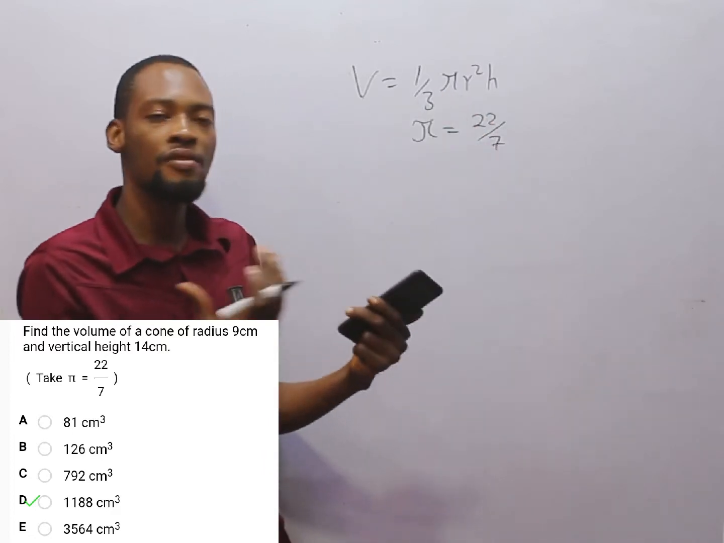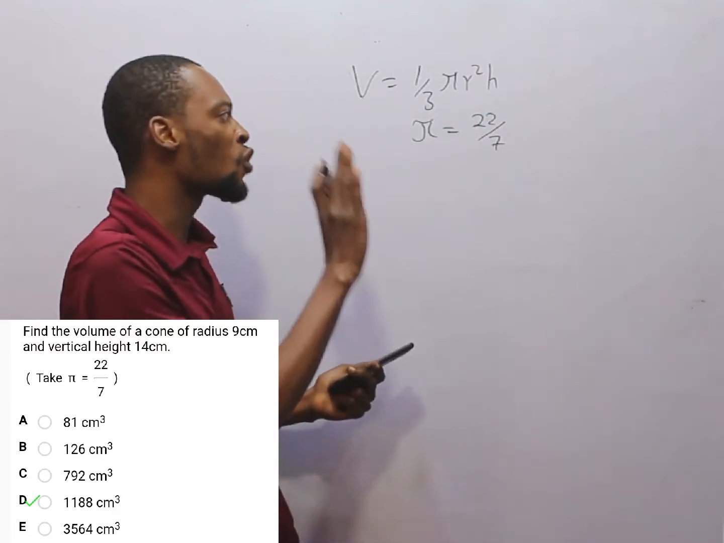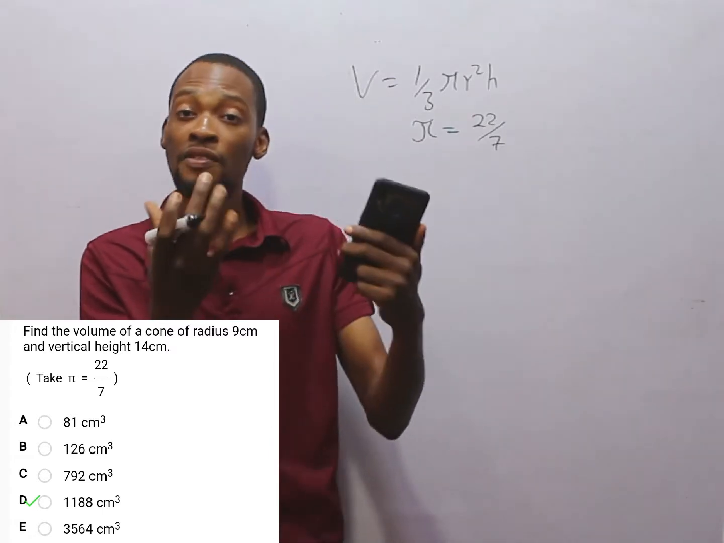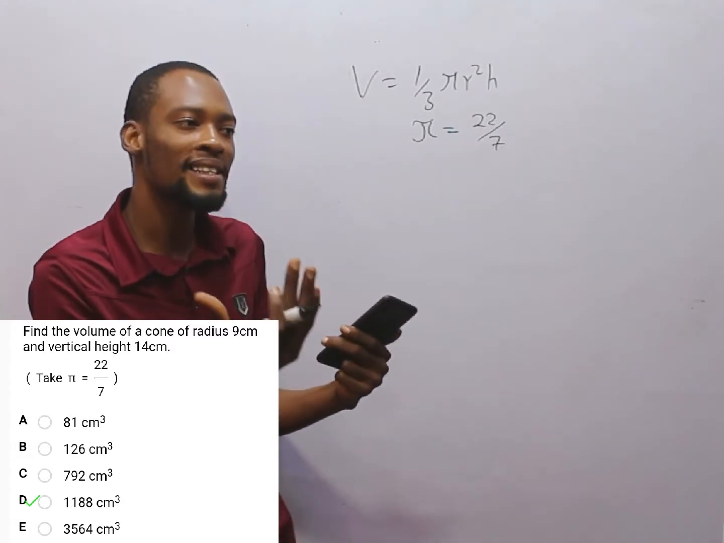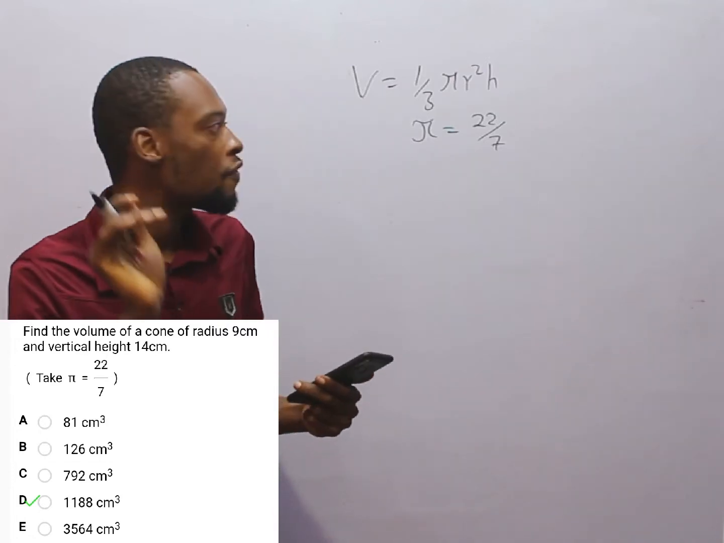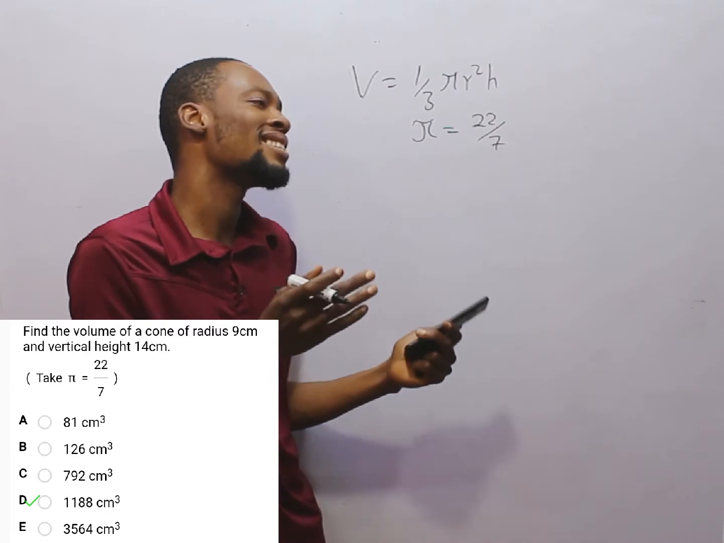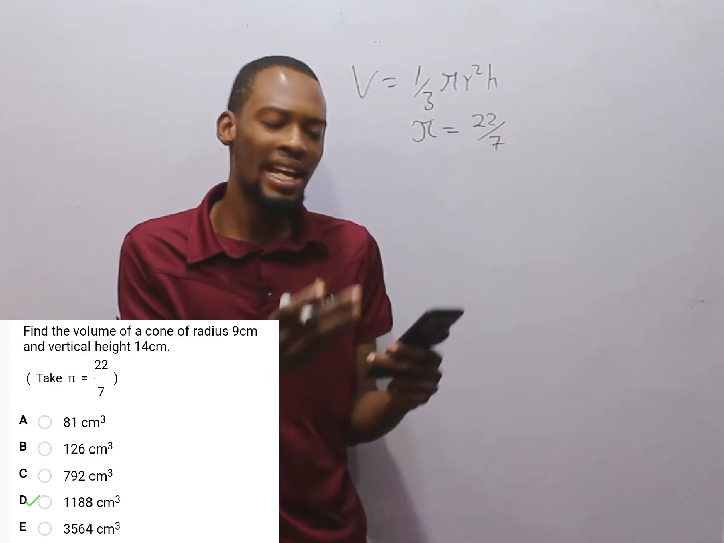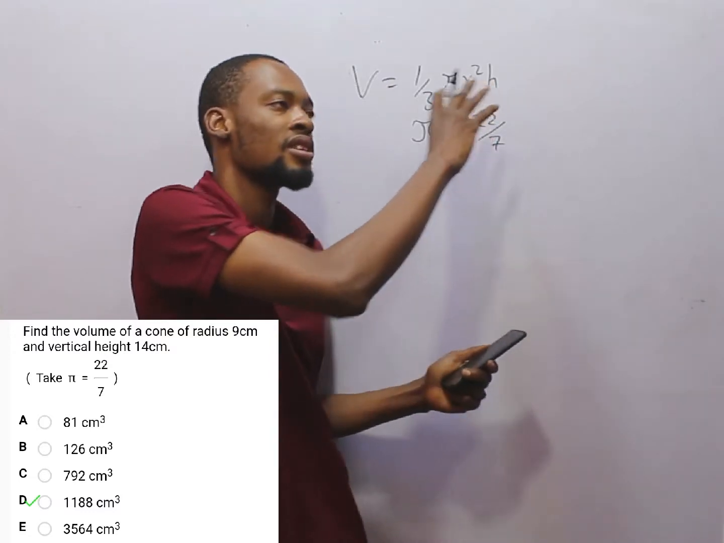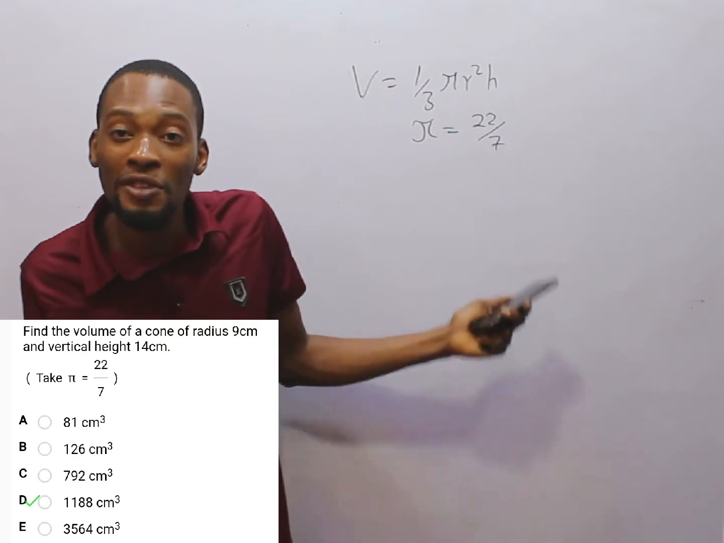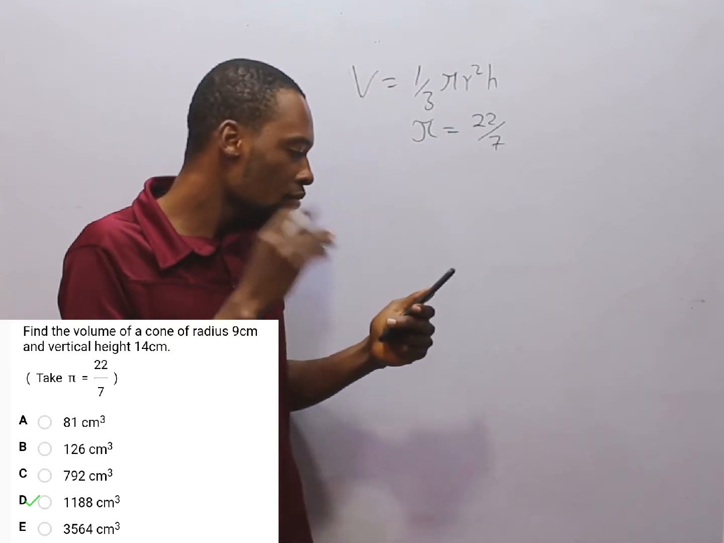R represents radius, and the volume of a cone says that you should square the radius. Meaning, if you are given radius to be 2, you square it to have 2 squared. 2 times 2 is equal to 4. Then height, you may be given the height. In this question, let's see if we are given radius, height, and pi. Of course, we don't care if they give us pi or not.